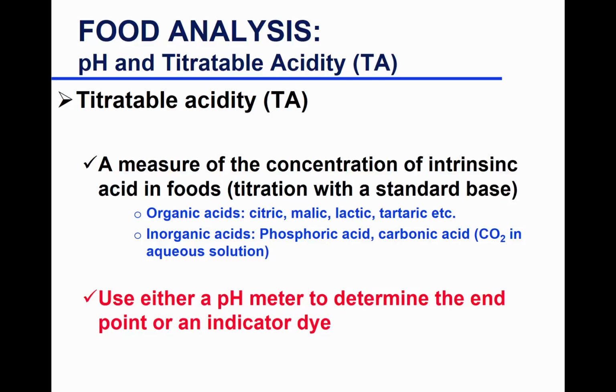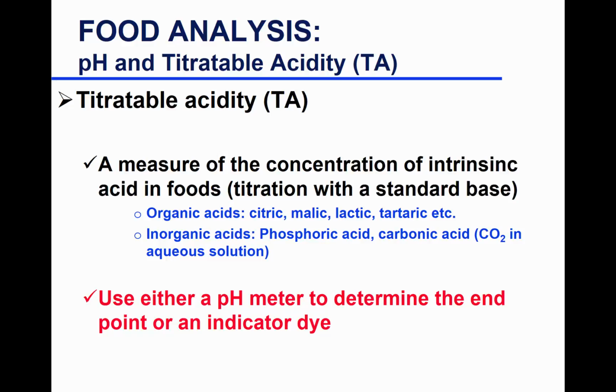So moving on to titratable acidity. We talked about pH, now titratable acidity, which is the measure of the concentration of the intrinsic acid in your food. And in order to measure the concentration of acid, you titrate with a base. Your most common organic acids are citric, malic, lactic, and tartaric. So citric is obviously present in citrus fruits, malic in apple, lactic in dairy, tartaric in grapes, for example.